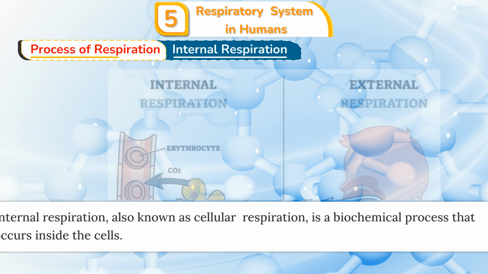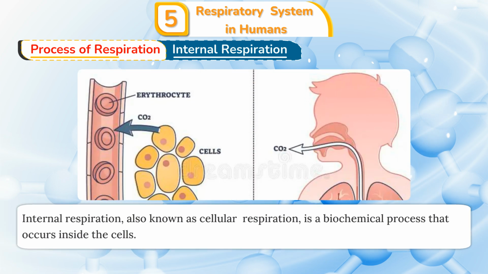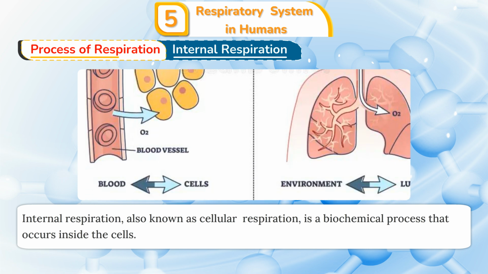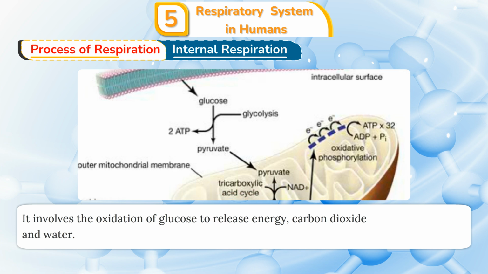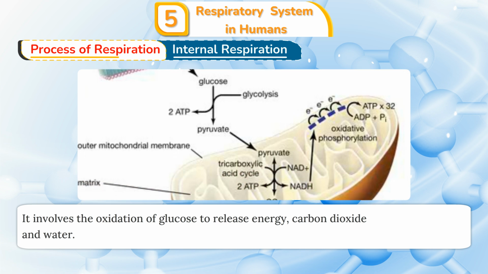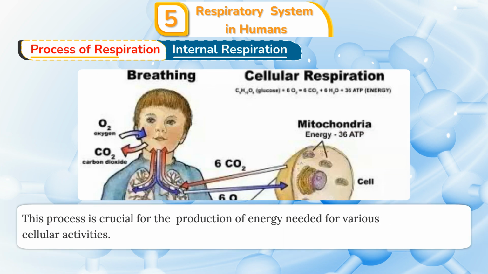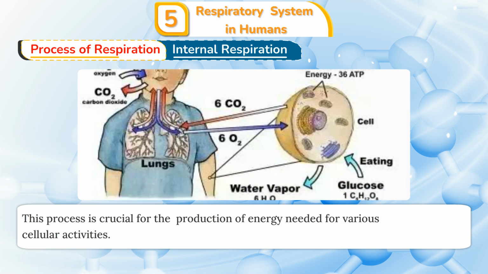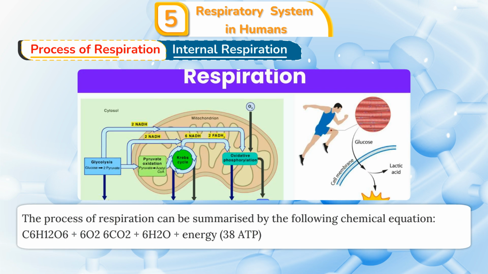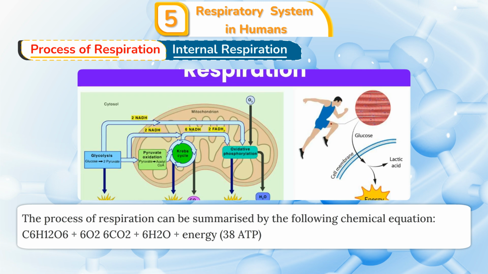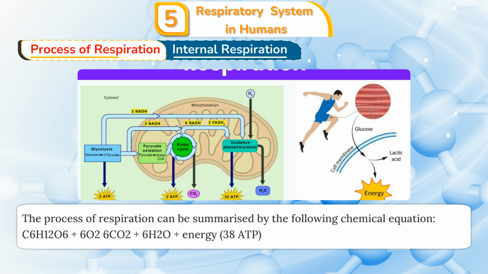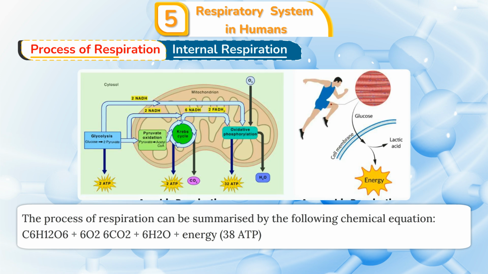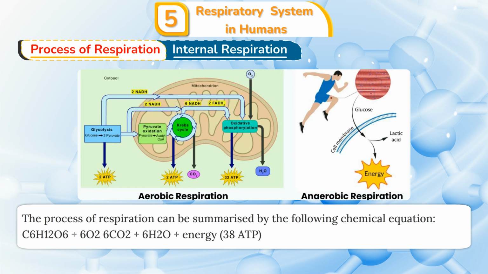Internal respiration. Internal respiration, also known as cellular respiration, is a biochemical process that occurs inside the cells. It involves the oxidation of glucose to release energy, carbon dioxide, and water. This process is crucial for the production of energy needed for various cellular activities. The process of respiration can be summarized by the following chemical equation: C6H12O6 + 6O2 → 6CO2 + 6H2O + energy (38 ATP).